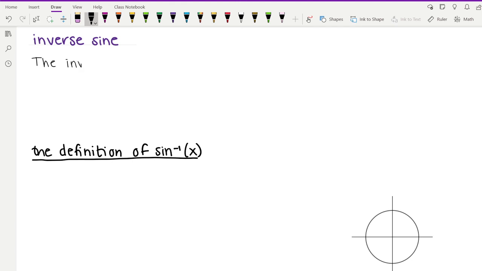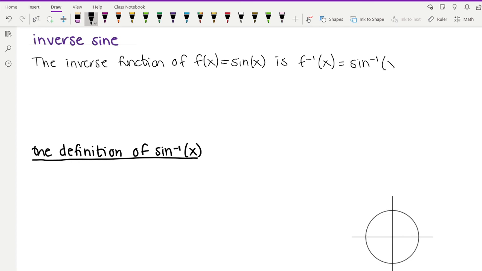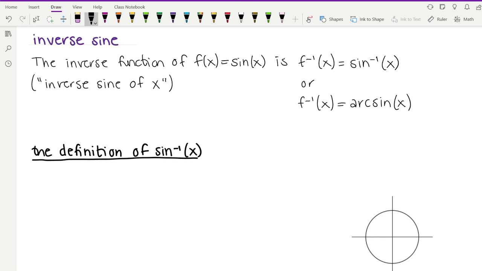So the inverse function of f of x is equal to sine of x is going to be f inverse of x is equal to inverse sine of x. So just like with the inverse cosine, we pronounce that out loud as inverse sine of x. And just like with cosine, it doesn't mean to the -1 power, it just means inverse. And then just like with cosine, there is another name for it. The other name for inverse sine would be arc sine. So arc sine of x, if you ever see that, that means the exact same thing as inverse sine.